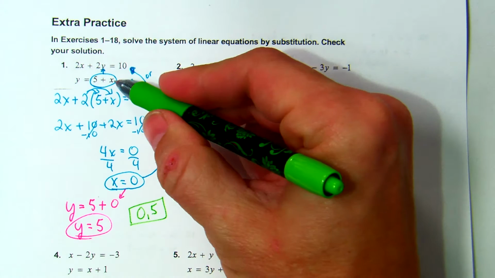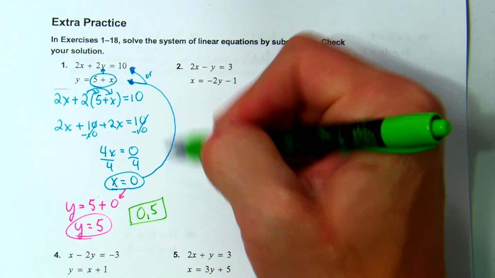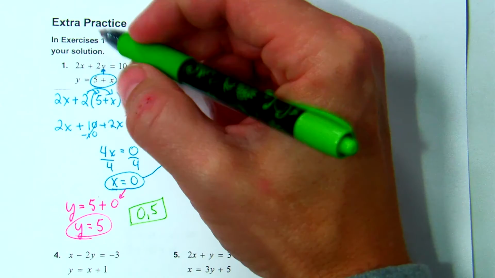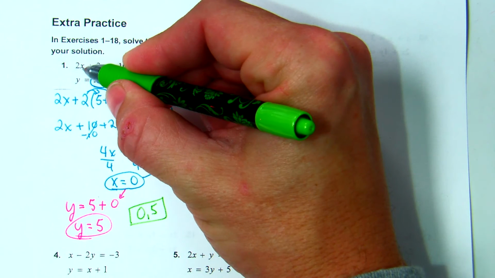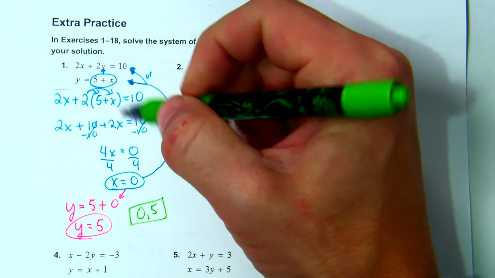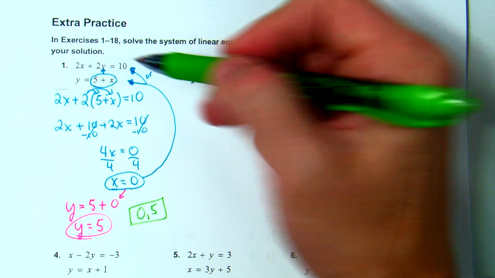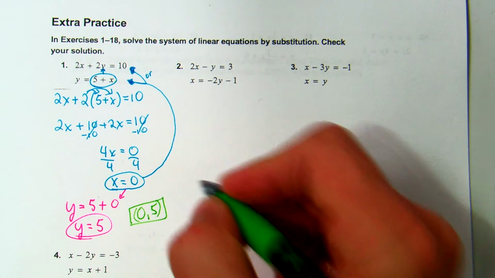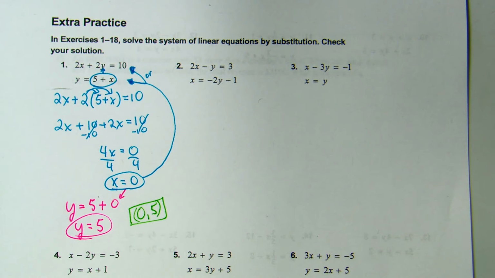We know it works in the bottom one, but if I were to plug this into the top equation just to check it, because we're supposed to check our solution here, 2 times 0 is 0, plus 2 times 5 is 10, and 10 equals 10, so it checks out on the top equation as well. So that is my ordered pair and the solution to this system of equations. Does it start to make a little bit more sense here? All right, let's work number 2.